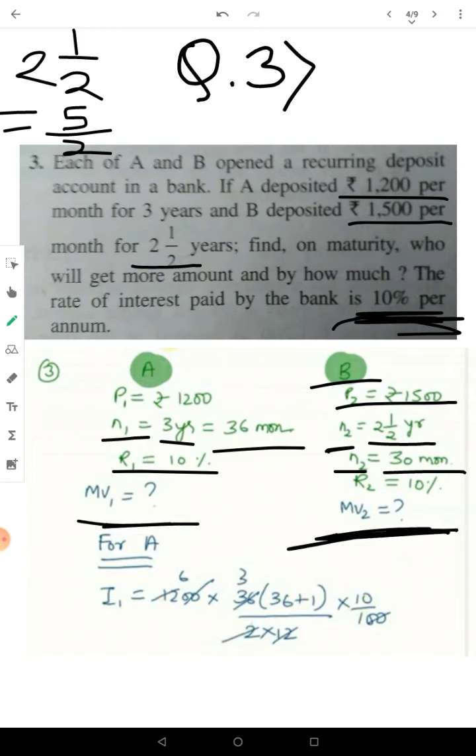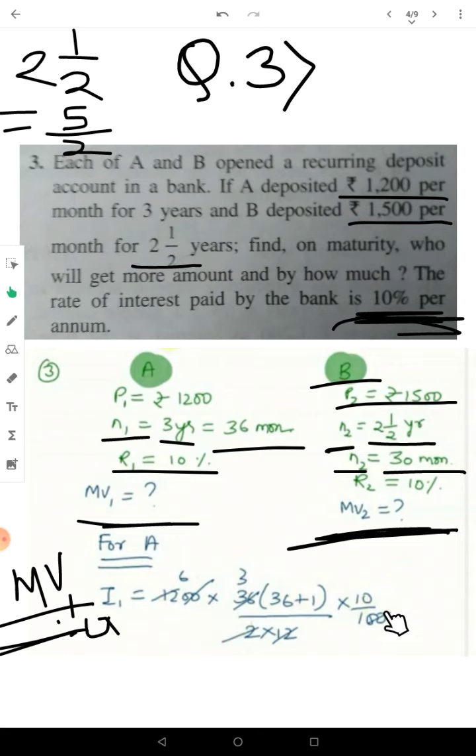So let's find maturity value 1. But for this we have to find the interest, right? That's why we will first calculate the interest, then find the maturity value for A, and then we go with B. So let's do that. For A, I have written here I1 is equal to 1,200 into 36 into (36 plus 1) upon 2 into 12 into 10 upon 100. Just put the values in the formula. It is pretty simple.